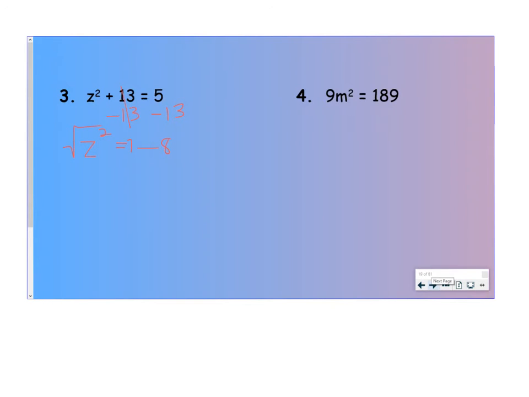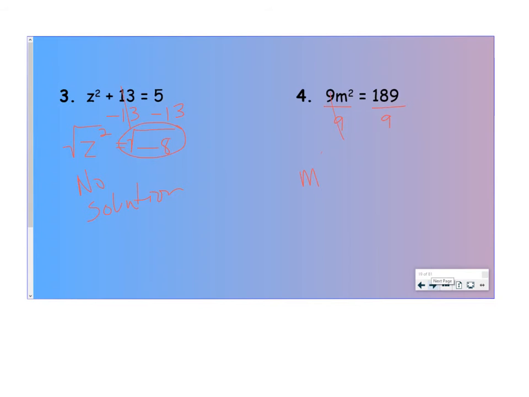We take the square root of z squared. Can we take the square root of a negative 8? No, we can't take the square root of a negative number. So this is no solution. No solution.